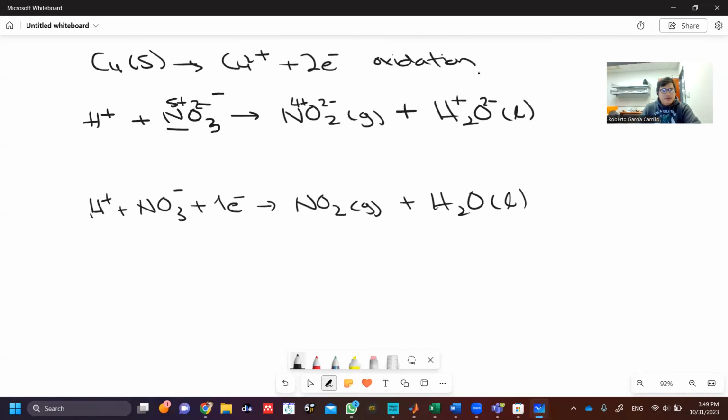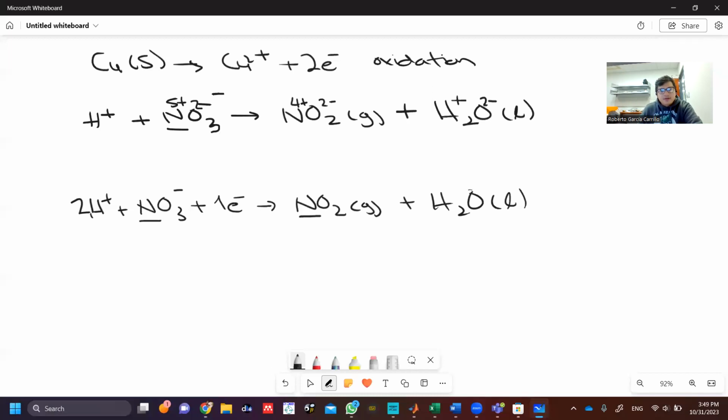And now we can start to balance the mass. So you can see here that in the reactants we have 1 nitrogen, and in the products we have 1 nitrogen, so that's balanced. For oxygen, in the reactants we have 3, and in the products we also have 3, 2 here and 1 here. But hydrogens, in the reactants we have 1, and in the products we have 2 hydrogens, so there should be 2 hydrogens here. And now it's mass balanced.